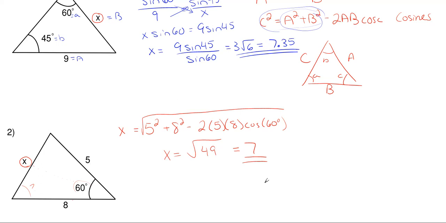So using the law of sines or law of cosines, you just have to watch out what you have and what you're trying to find. The law of sines would be faster, but you have to know a little bit more information. With the law of cosines, you're missing a little bit of information at the start.